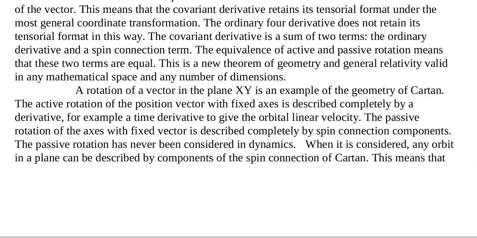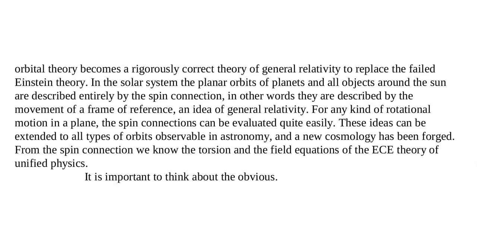The passive rotation of the axes with fixed vector is described completely by spin connection components. The passive rotation has never been considered in dynamics. When it is considered, any orbit in a plane can be described by components of the spin connection of Cartan. This means that orbital theory becomes a rigorously correct theory of general relativity to replace the failed Einstein theory.